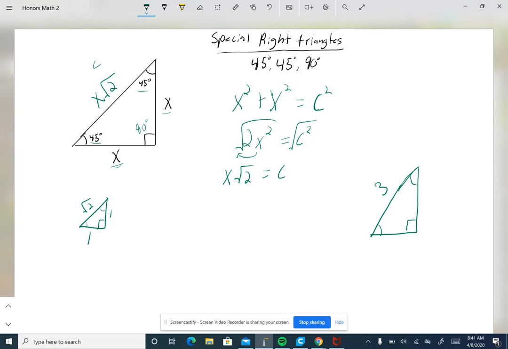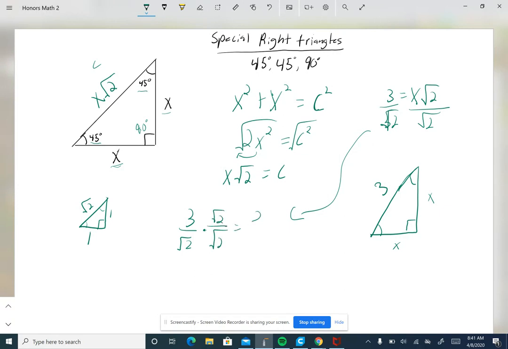What does that tell us? We know that this side length is what? Equal to x times the square root of 2. So what is x? We need to know our other side length. And so we just divide by the square root of 2. 3 divided by the square root of 2 is equal to x, but we don't want a radical on the bottom. So we can just multiply by the square root of 2 on top and bottom. And we get 3 square roots of 2 over 2 is equal to x.